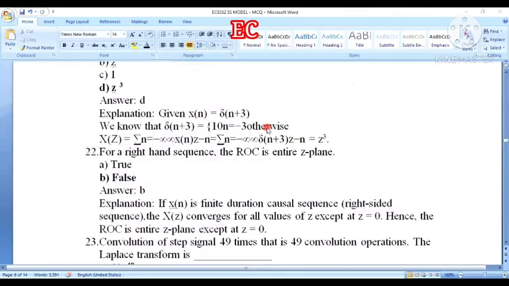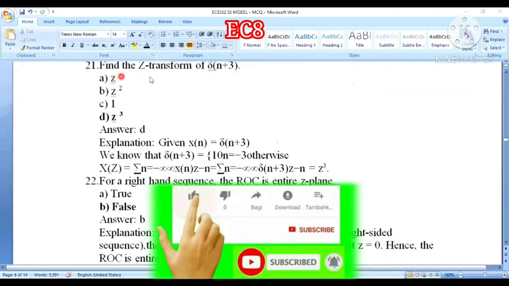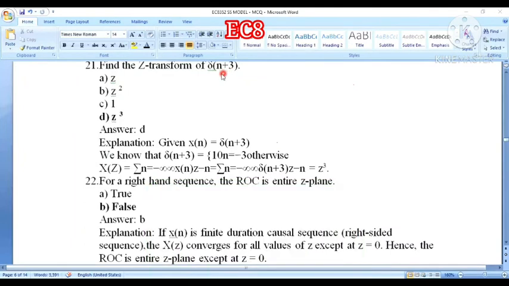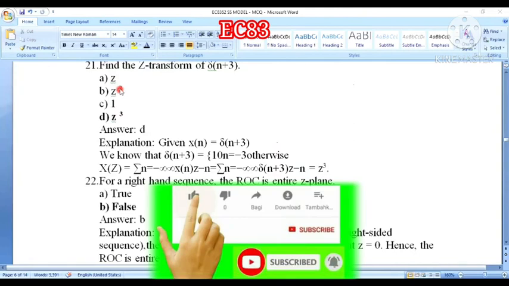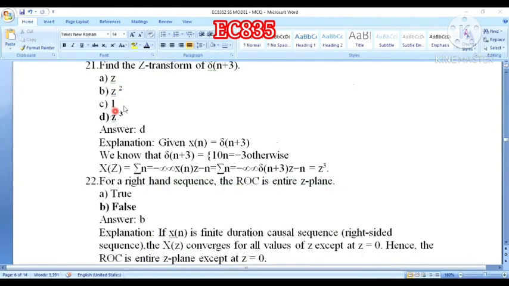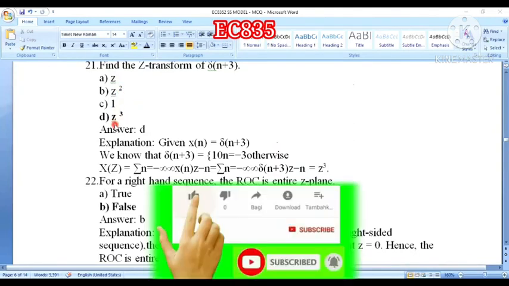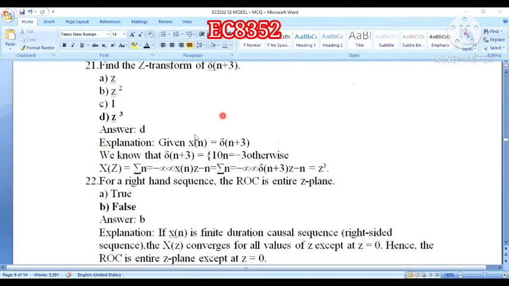Okay, see the first one: find the Z transform of del of n plus 3. So you have to find out the Z transform here. The answer options are: option A is Z, option B is Z square, option C is 1, option D is Z power cube. So for the explanation, first you have to find out the Z transform.